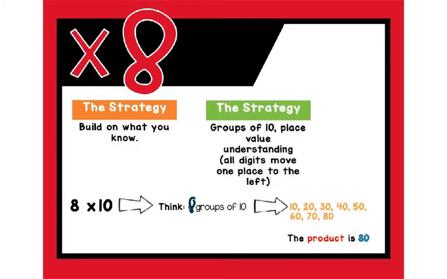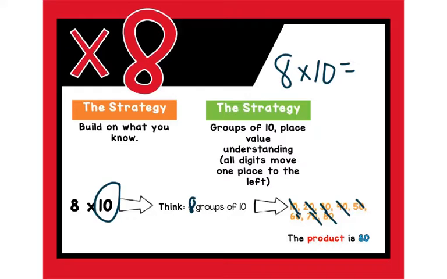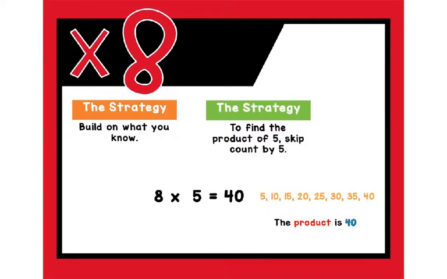I notice that I'm going to be multiplying by 10. So that means that I am going to have 8 groups of 10. So 8 times 10, I have 10, 20, 30, 40, 50, 60, 70, 80. 8 times 10 equals 80, and 10 times 8 equals 80. Build on what you know.